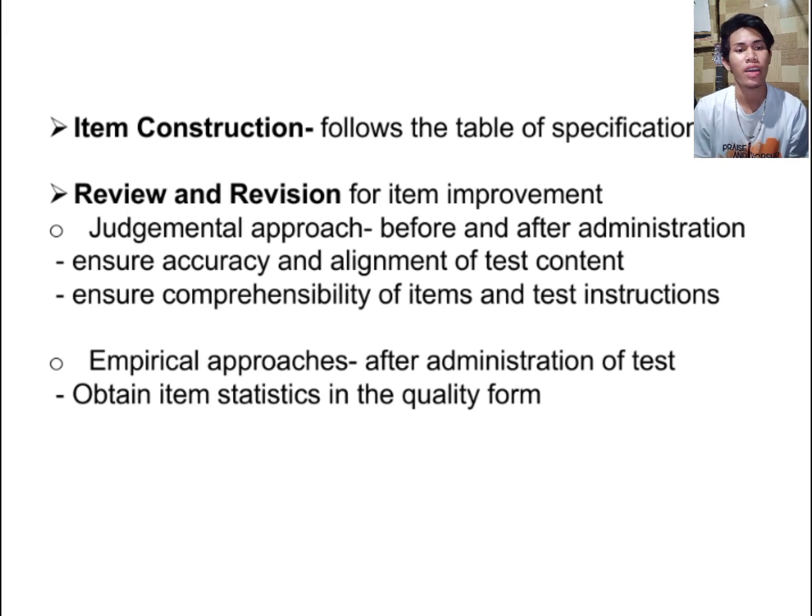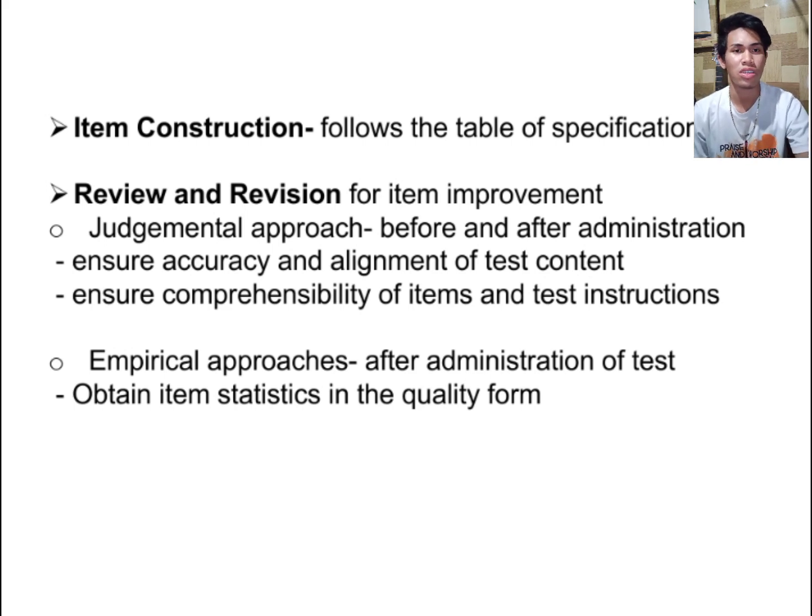Under reviewing and revising, first is the judgmental approach. Both before and after administration, it is used to assess the quality of the items. Before administration, experts or judges evaluate the items to ensure their accuracy, alignment, and comprehensibility. After administration, the items are reviewed again to determine if any revisions or improvements are needed, based on empirical evidence from the test takers' performance.